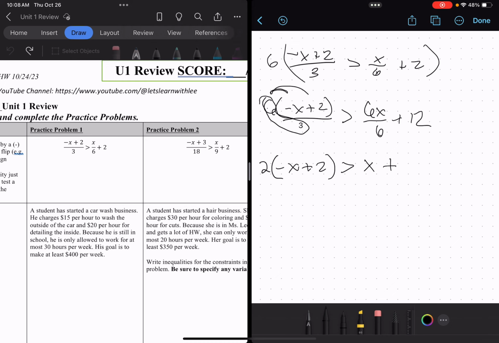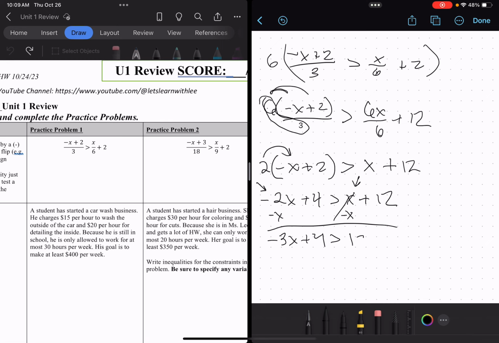1x plus 12. Now I can distribute my 2 because I don't have a denominator, and we have negative 2x plus 4 is greater than x plus 12. I'm going to go ahead and subtract. I need to get my x's together. So I can either add 2x on this side or I can subtract 2x from this side. Either one will get you the correct answer, okay? So if I subtract x from this side, then x minus x is 0. Negative 2x minus x is negative 3x plus 4 is greater than 12.